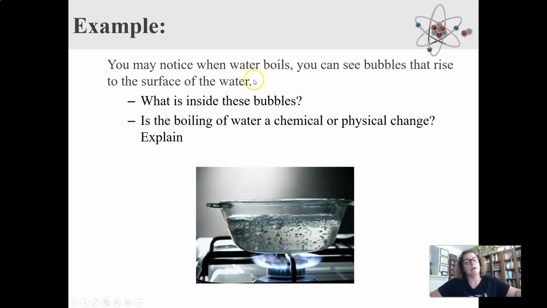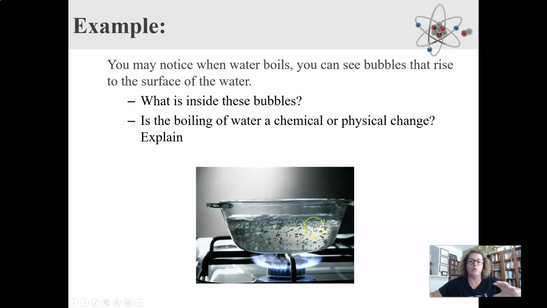So here, a little example. Let's say you are boiling some water, and you see some bubbles rise to the top of the container, or the pot, whatever you're boiling the water in. Now, what's inside those bubbles? Well, all I have in my pot here is just water. And when I see the bubbles go from the bottom to the top, what is in those bubbles? Well, it's still water. I didn't have anything else in this pot besides just water.